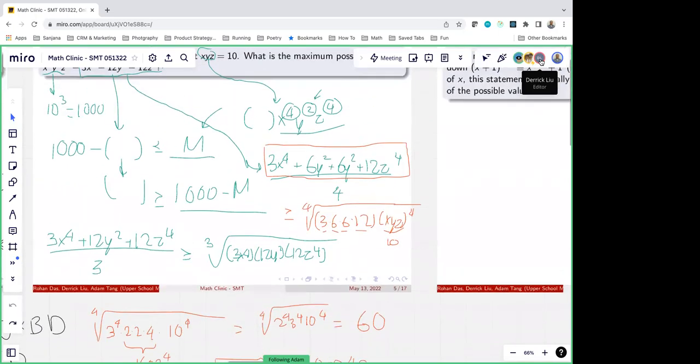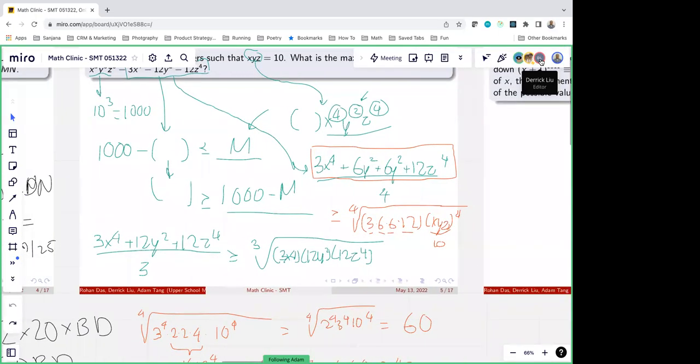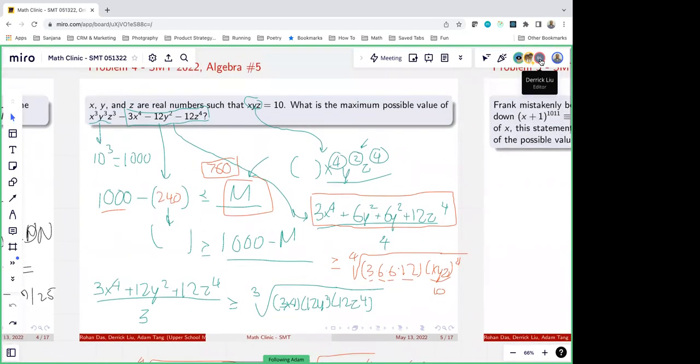And once we plug back into this on the right, on the left here, we see that it's going to be 1000 minus this value of 240. And this maximum is going to be 760. Just to make sure that we have a construction, AM-GM equality only holds if all of the terms are equal. And we see that this is possible because if we get 3x to the 4 equals 6y squared equals 12z to the 4, we know that there is a solution.